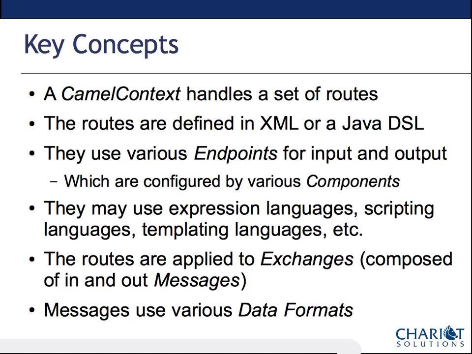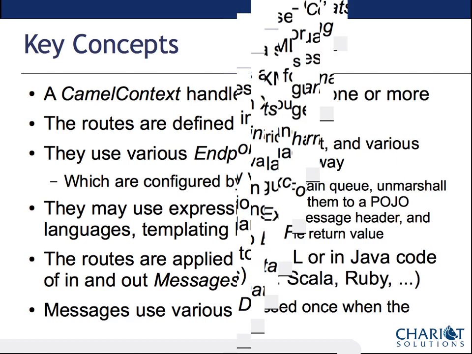And what's actually going through each of these routes are individual exchanges. Each exchange can have an input message and possibly an output message. And each of those messages has a data format that it uses. And we'll see more about how to use the messages and the data formats today.